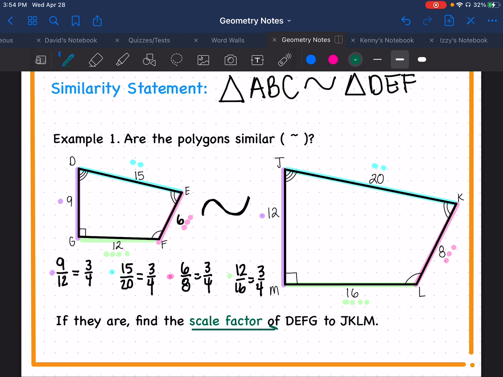The next part right here after it is going to tell you exactly how to set up your ratio, because the scale factor is a ratio. And when I see the words "scale factor of," the next part is going to tell me how to set up my fraction, my ratio.